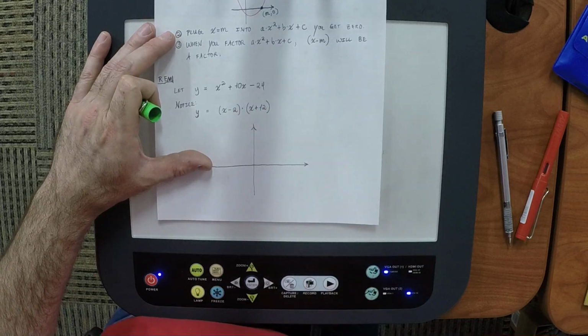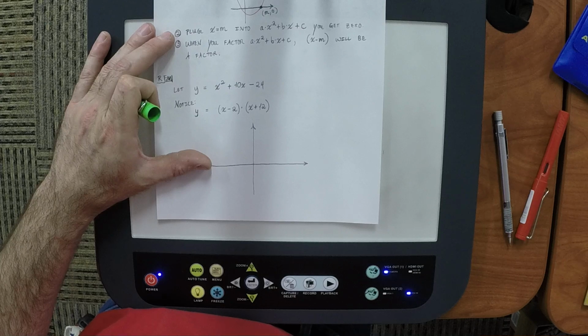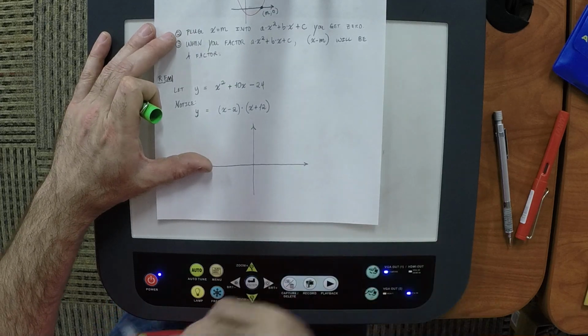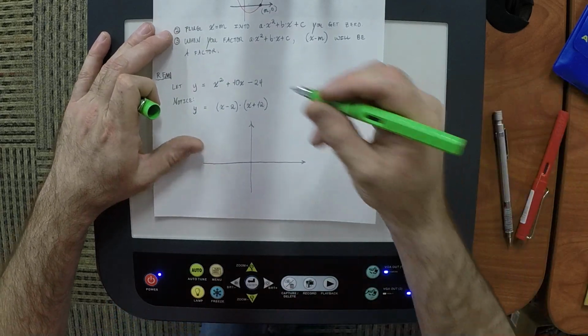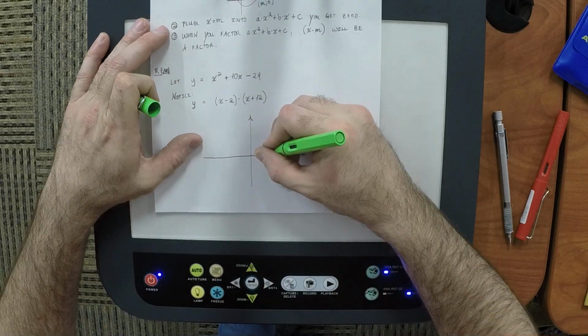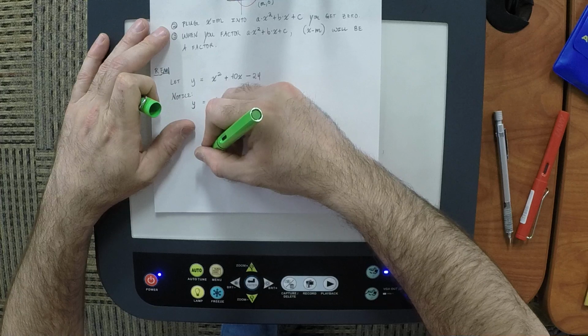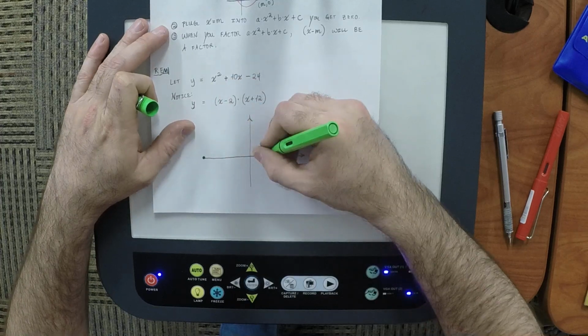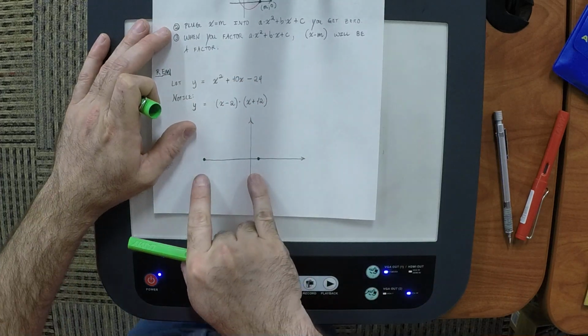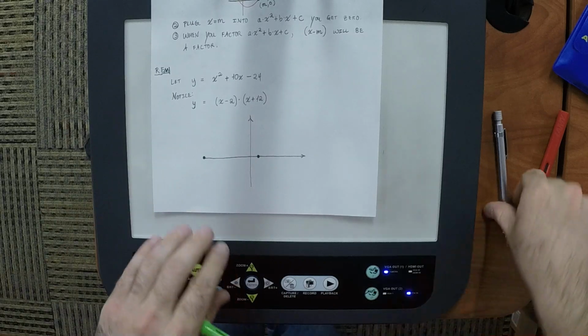What's something else you could plug in to get 0? Negative 12. So, as a result, we know that there's got to be a point here-ish, and another point here-ish, that the parabola has to go through when you plot it.